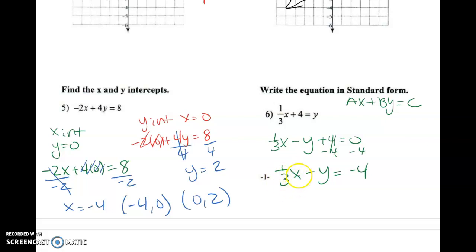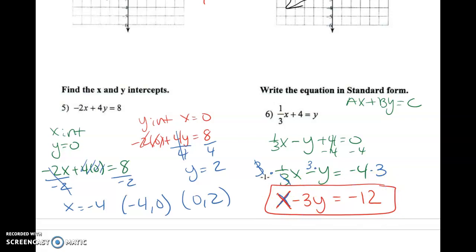Now to get this x to not be a fraction, because remember a has to be greater than 1, this needs to be multiplied by 3 in order to get rid of that denominator. So I have x minus 3y equals negative 12. So this is in standard form. The x coefficient is not negative, it's greater than 1, and it's in the correct form.